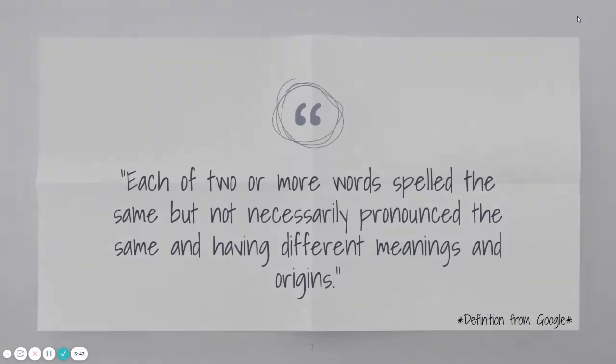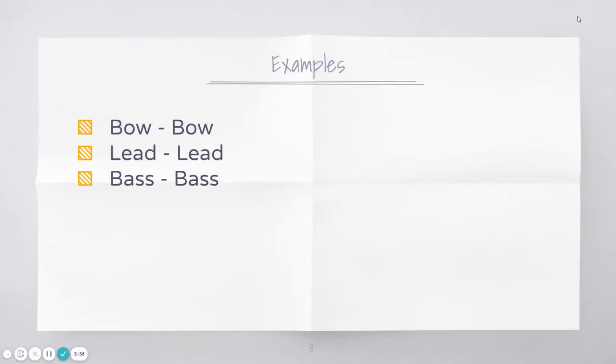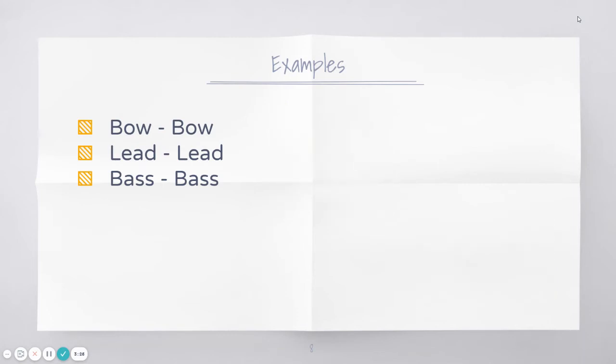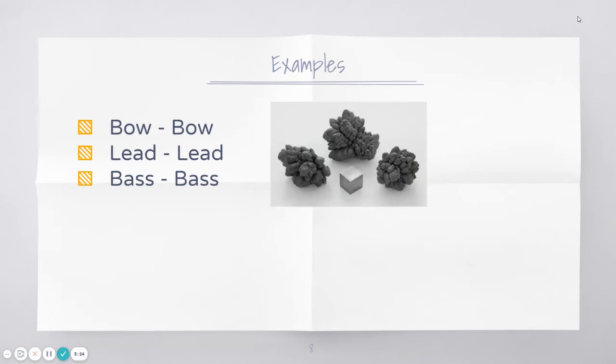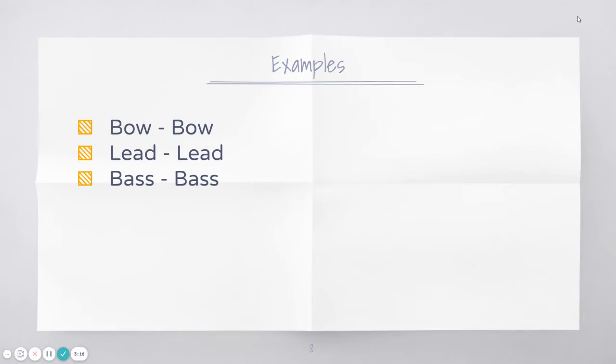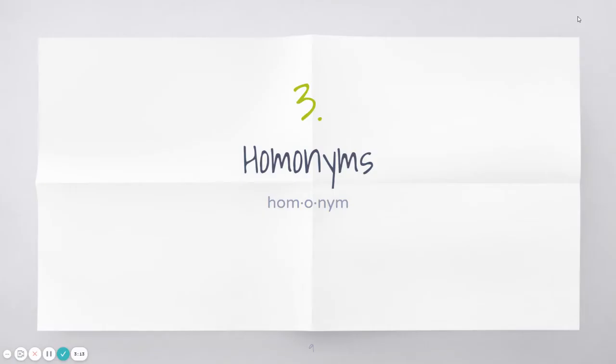Next is homographs. Each of two or more words spelt the same but not necessarily pronounced the same and having different meanings and origins. Examples of this would be bow and bow. Bow is a weapon typically used in archery, and bow is the front of a ship. Lead and lead. Lead is a type of metal, and lead is the action to guide, like to lead a group. And then bass and bass. Bass is a type of fish, and bass is a musical instrument.